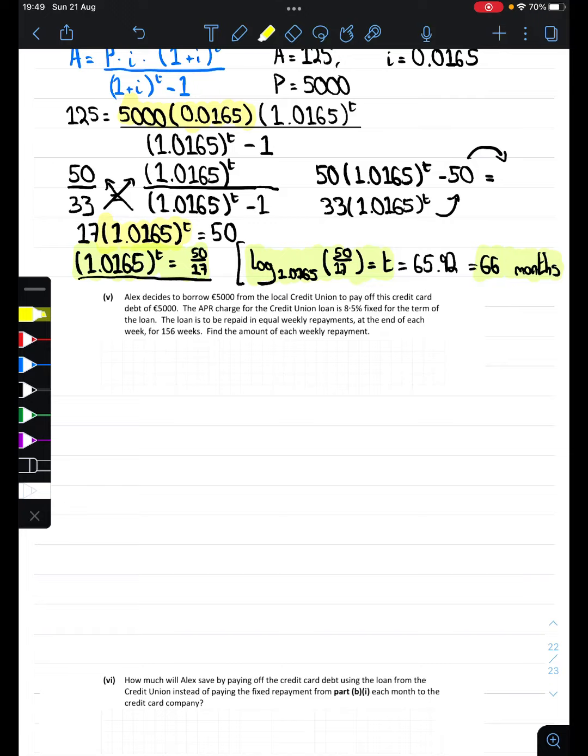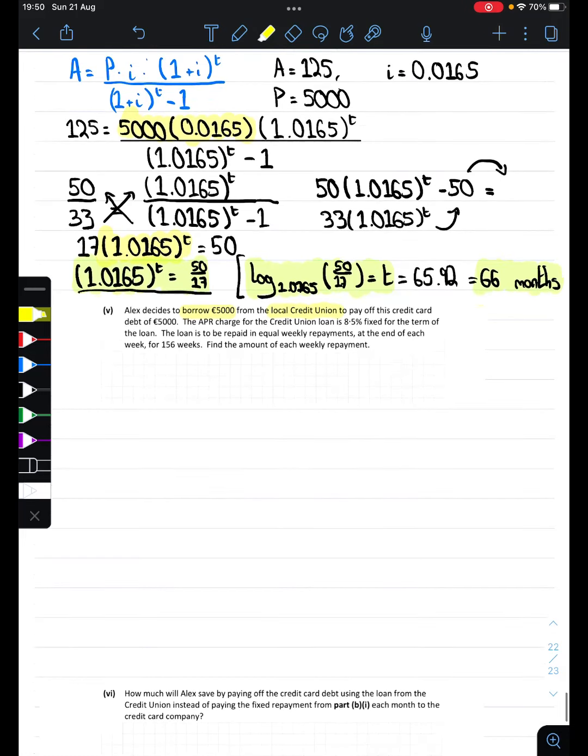Now on to part 5. Alex decides to borrow $5,000 from the local credit union to pay off this credit card debt of $5,000. Seems like a good idea. This credit card debt looks horrible. The APR charge for the credit union loan is 8.5% fixed for the term of the loan. The loan is to be repaid in equal weekly repayments at the end of each week for 156 weeks. Find the amount of each weekly repayment.